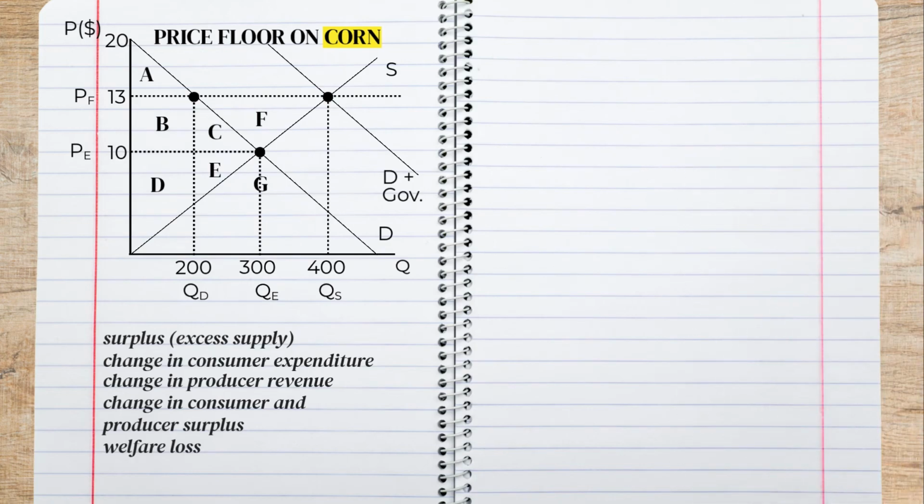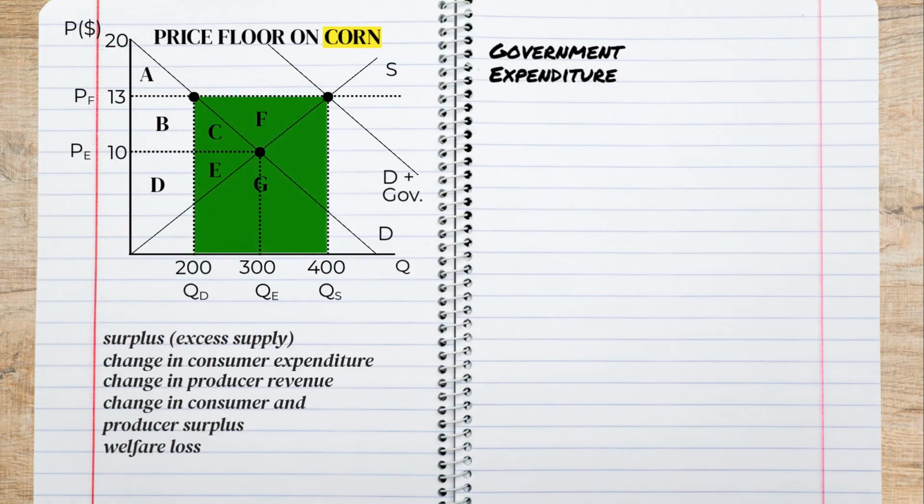How about government expenditure? As you can probably guess by now, we can find that by finding the area of the rectangle formed by PF and the difference between QD and QS. That'll be 13 times 200, which is $2,600. And this makes sense if you think about it, because producer revenue would be equal to consumer expenditure plus government expenditure. So that's a way you can check your work. The numbers should add up and be the same. Hopefully you got that right. The rest is very similar to the calculations for price ceilings.